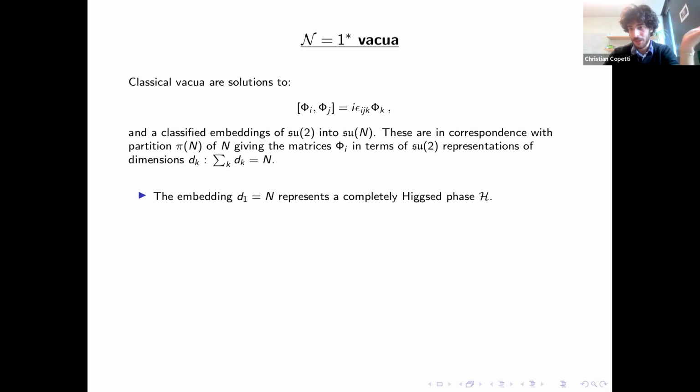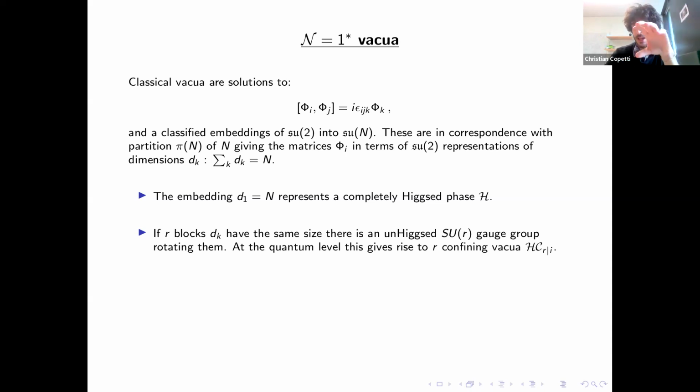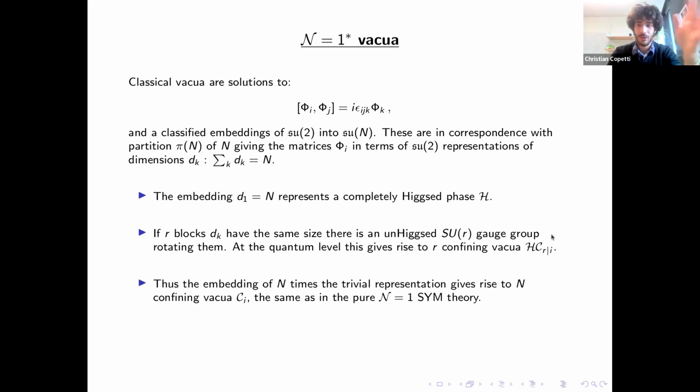When you embed the biggest possible representation, you have a Higgs phase, which is always there. This is a phase in which the one-form symmetry is completely spontaneously broken, which corresponds, if you want, to the Z_N gauge theory. If you have R blocks which have the same size, then there is an unHiggsed SU(R) gauge group. At the quantum level this confines and gives rise to R vacua. So every time you have certain numbers of blocks, you have multiple vacua, which I label in this way. H is just Higgs, C is confined, R is the number of blocks I have, and this is the label of the vacuum. For example, you always have the embedding of the trivial representation N times. This corresponds to no Higgsing, and the theory is like pure N=1; essentially it confines, and you have N confining vacua.